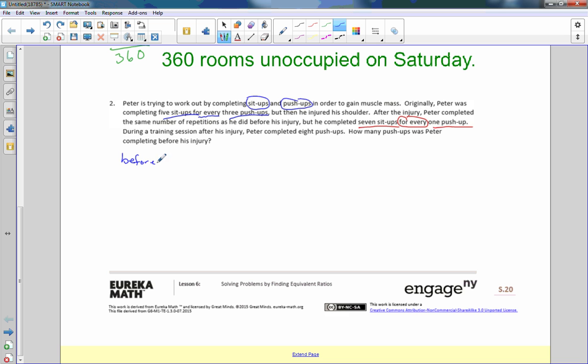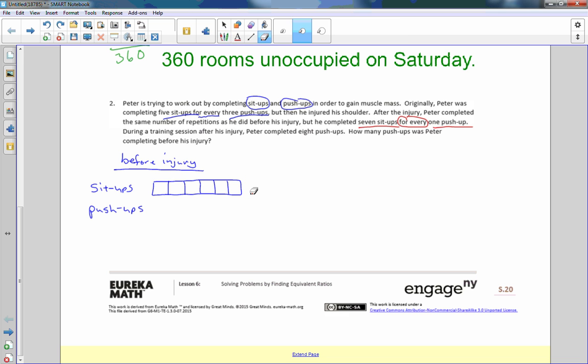So before injury, it's going to go here, and my ratio is sit-ups to push-ups. So I'm going to do sit-ups and push-ups, and it's 5 to 3. So if I have a tape diagram with 1, 2, 3, 4, 5, get rid of that last one. Okay, there's 5, and then push-ups was 3, like that. So now I have a ratio of 5 to 3.